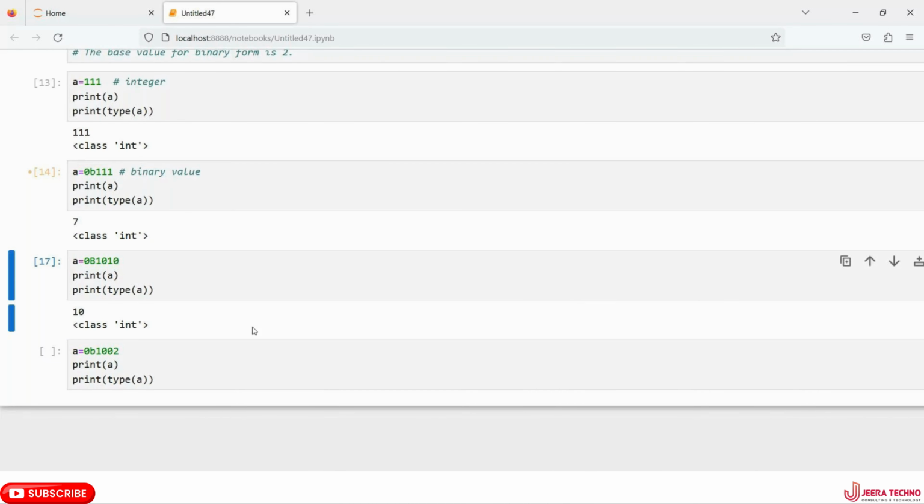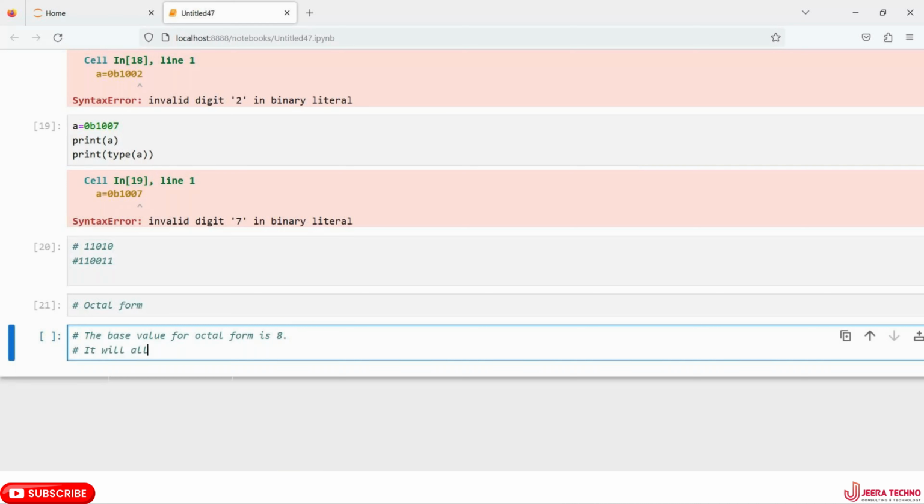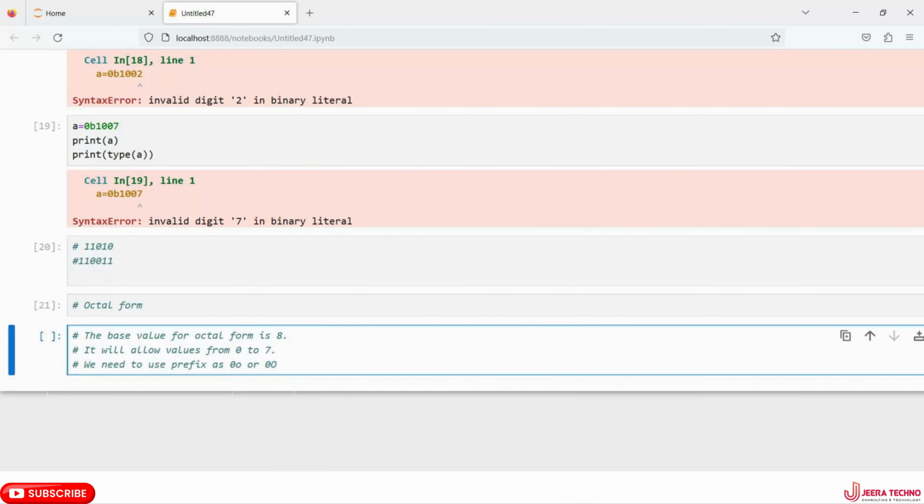So now we have octal form. What do you mean by octal form here? When you say octal form, the base value for octal form is 8. How can you say that the base value is 8? It will allow values from 0 to 7, whereas an integer takes 0 to 9. But here, what we need to do is use a prefix, 0o or 0O with a capital O, in front of the value in octal form.